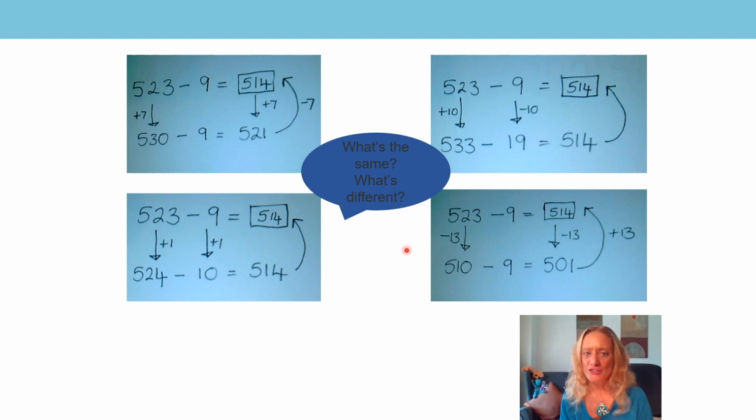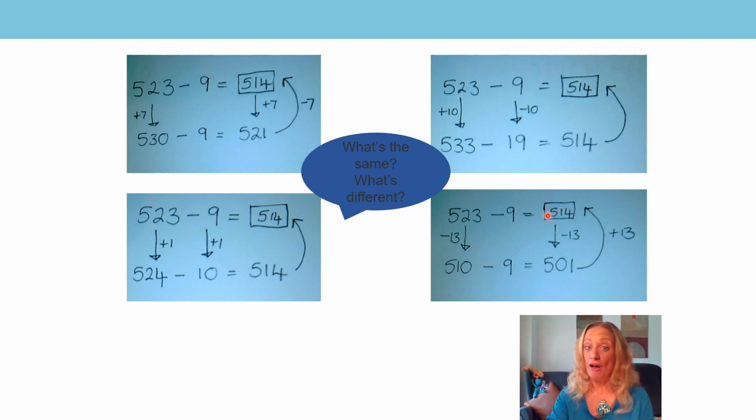What about this one? Is this efficient? What have they done? They've subtracted 13 from the minuend. Oh, 510 subtract 9. That's easy, isn't it? I can take 9 off 10 really easily and I get 501. I quite like that one. What do I have to remember to do though? I have to remember to increase the difference, don't I?